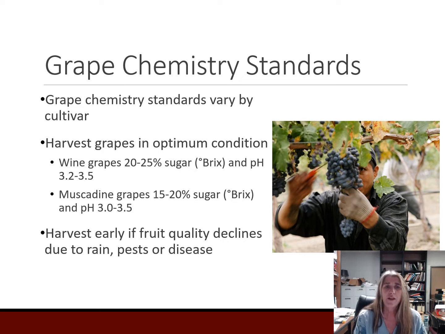So one of the other things that you have to realize about grapes as a grower is that sometimes you have to harvest early if the fruit quality declines. So although we want to have these optimum conditions, sometimes you have to make a decision. If it's raining or there's pest or disease issues or the vines are stressed, then we may have to harvest early and make our adjustments as needed in the winemaking or juice making process.